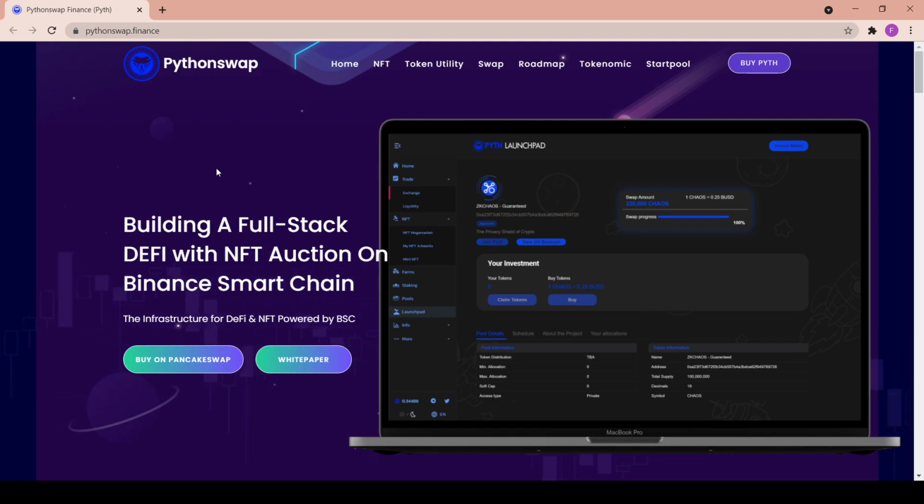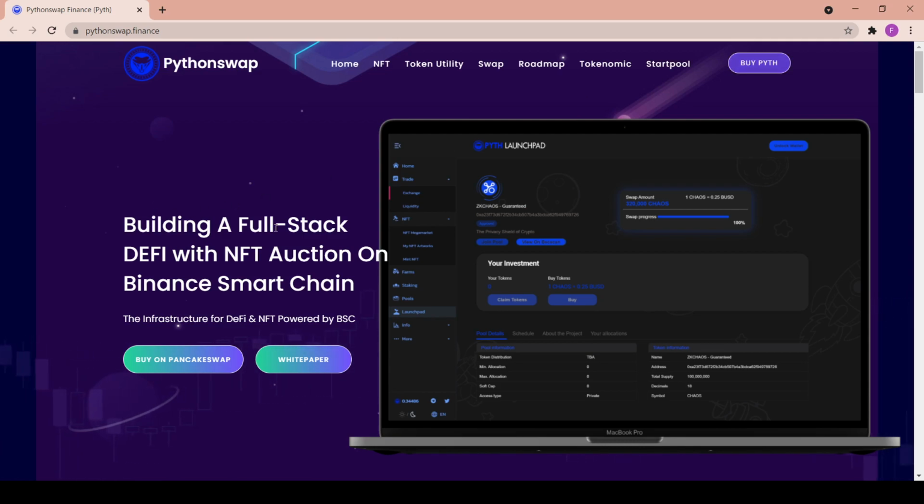Today we'll take a look at a project called Pythonswap. An amazing project, definitely worth your time, so let's just get straight into it. As per usual, we have all the tabs on the top, like Home, NFT, Token Utility, Swap, Roadmap, Tokenomics, Start Pool, and you can buy the Python in here on PancakeSwap.